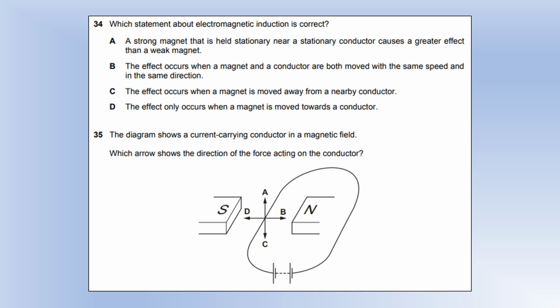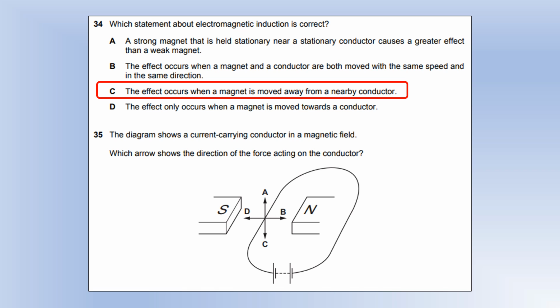Which statement about electromagnetic induction is correct? A strong magnet held stationary near a stationary conductor causes a greater effect than a weak. Nope, neither of those would cause any induction. The effect occurs when a magnet and a conductor are both moved with the same speed in the same direction. No, because if they're moving together, there's no relative speed, so again, no induction. The effect occurs when a magnet is moved away from a nearby conductor. That would cause induction. The effect only occurs when the magnet is moved towards the conductor. No, it can happen when it's moved away as well. That means option C is the best description there.